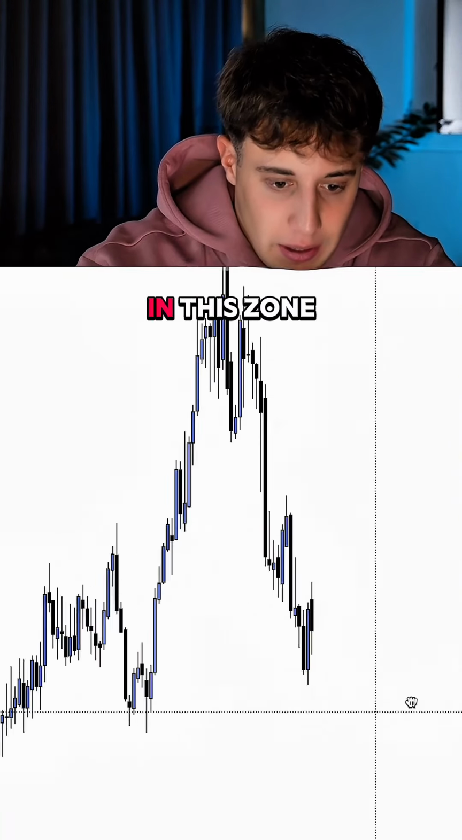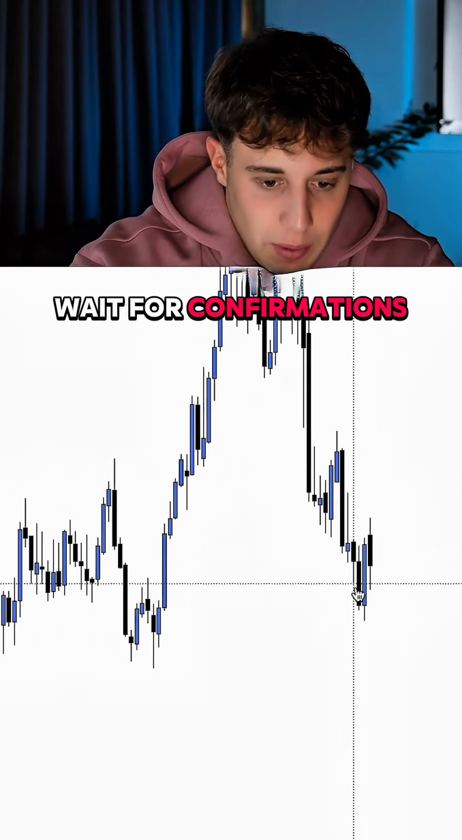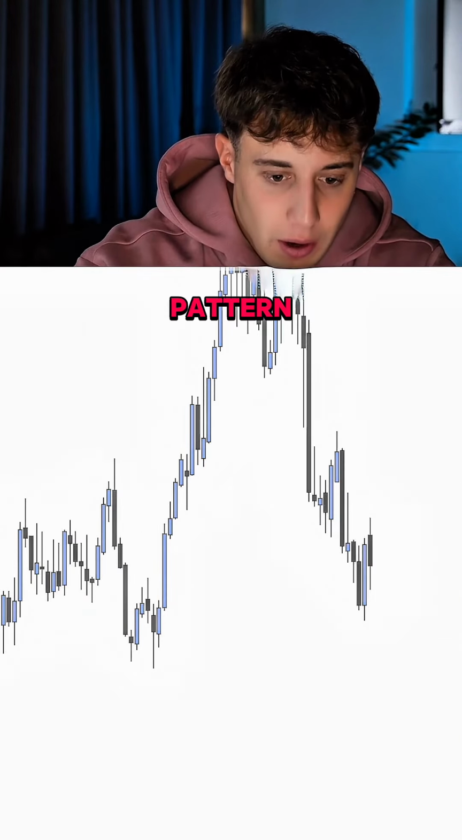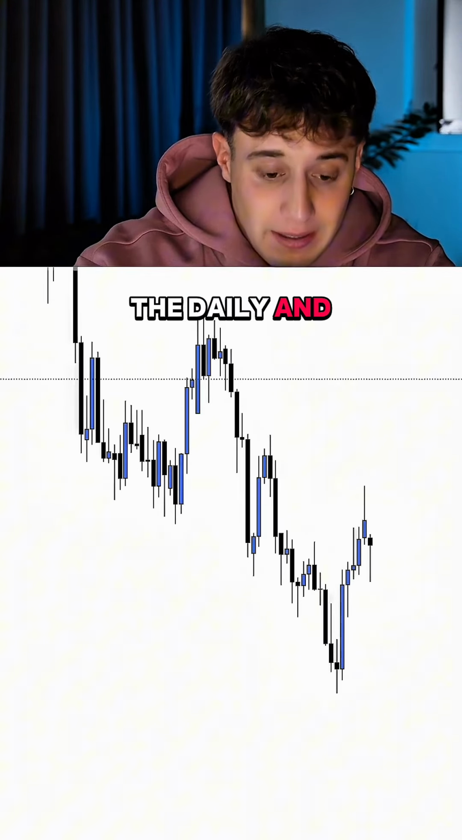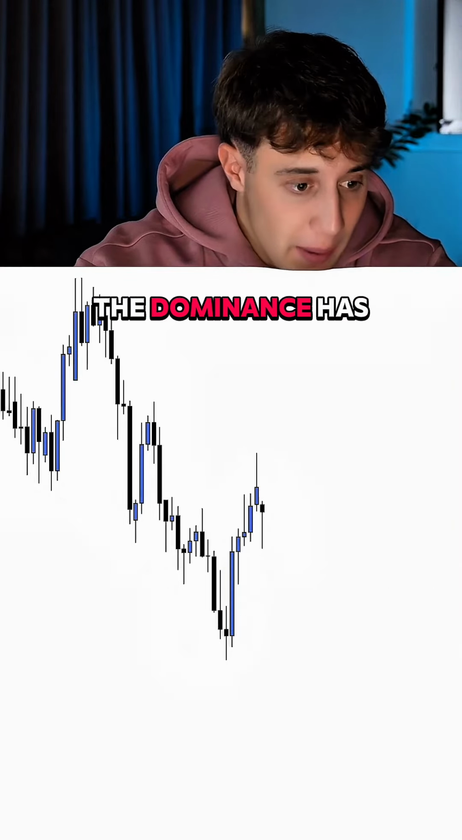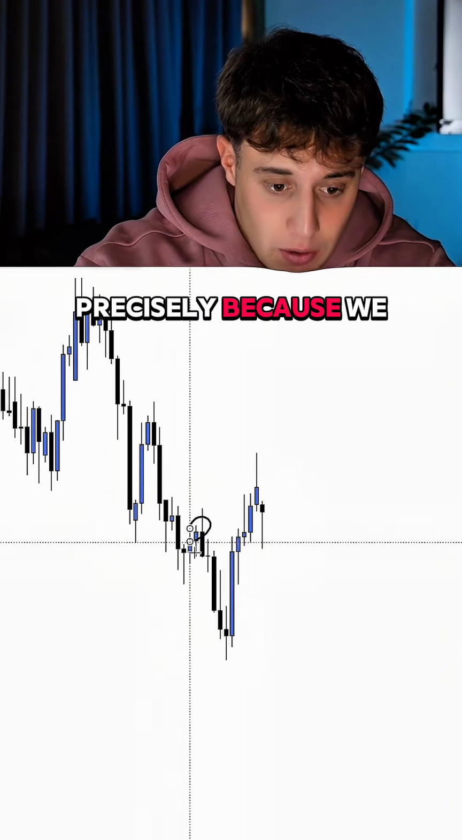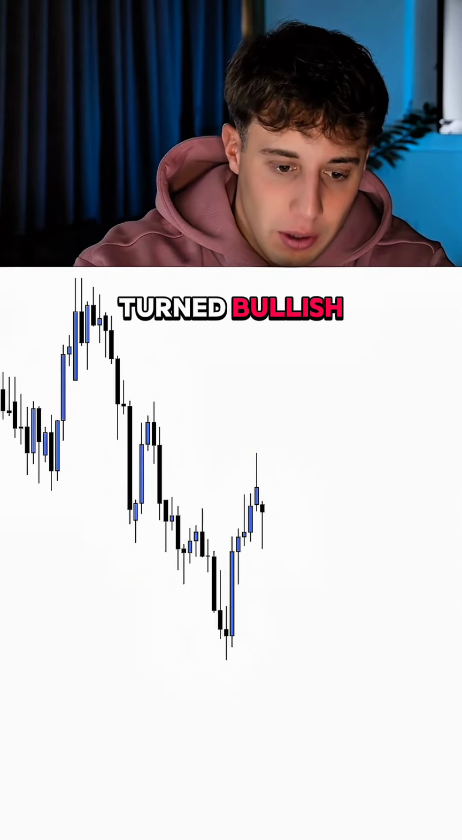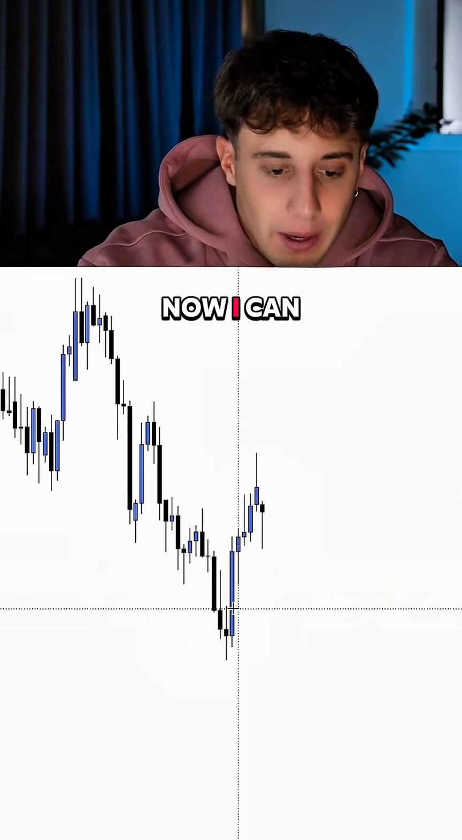Anyway, clearing everything up, we're in a good area, but obviously I'm not going to go crazy and buy directly here in this zone. I need to wait for confirmations on the smaller time frames, but I can already see that it gave me an engulfing pattern on the weekly. I go to the daily and see that right in this area, the dominance has shifted, precisely because we were bearish due to these sellers who broke the low, and now we've turned bullish. So the dominance has changed, and now I can go long.